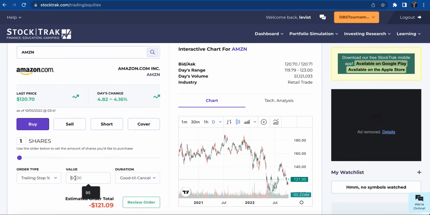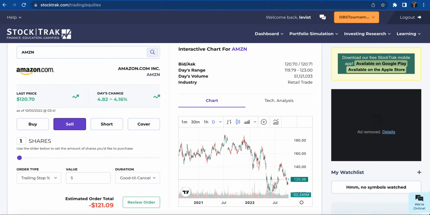So if I want to buy Amazon when it goes up 5% at any point, then it will automatically buy that stock at 5%, even if first it goes down 10% and then goes up 5%. If I'm placing an order to sell Amazon stock with a trailing stop, then I will set the percentage of the maximum I'm willing to lose.